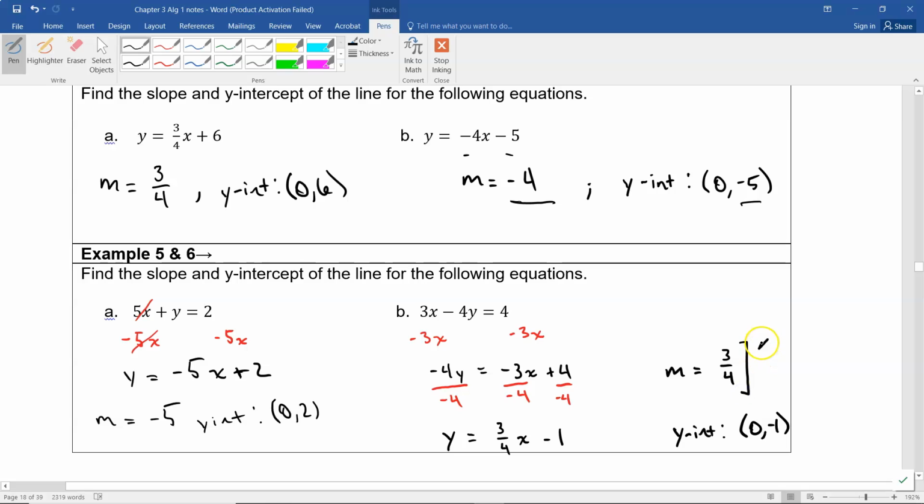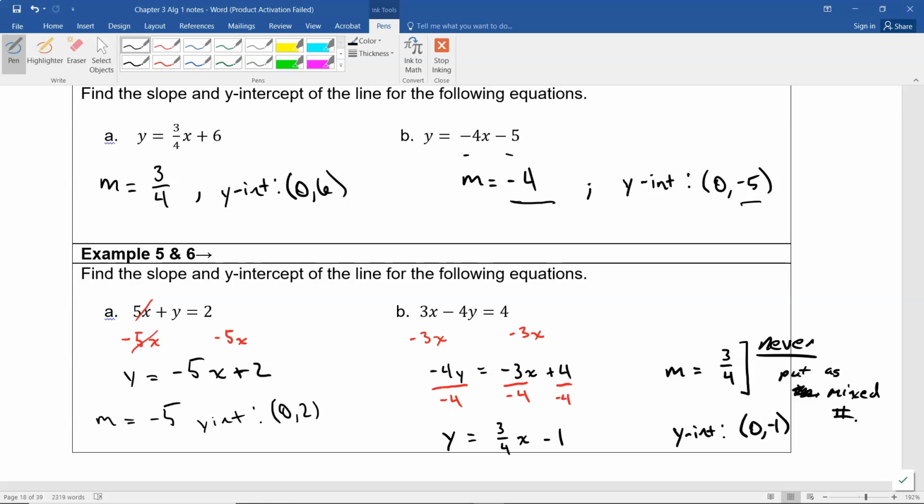Never put your m as an improper fraction, or rather, as a mixed number. So never put your m as a mixed number. Always put it, for example, as 7 over 4 or 14 over 3 or something like that. Don't write these as mixed numbers.